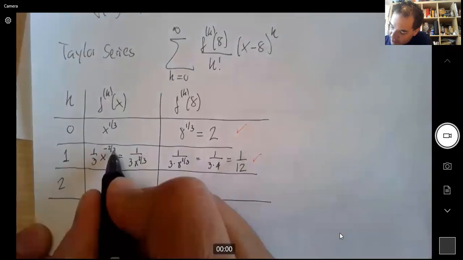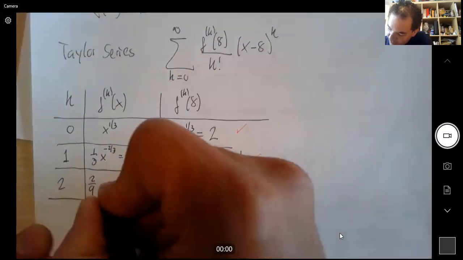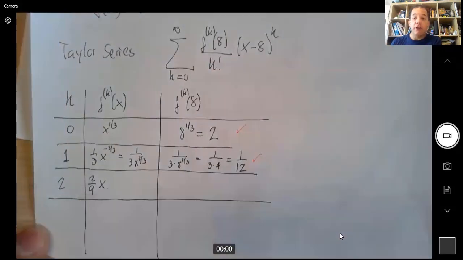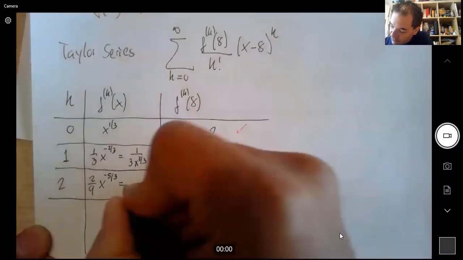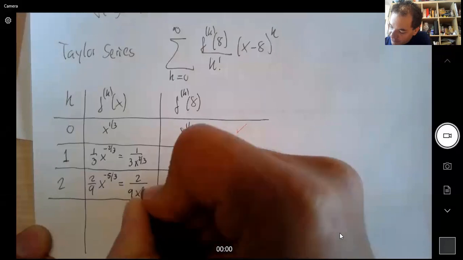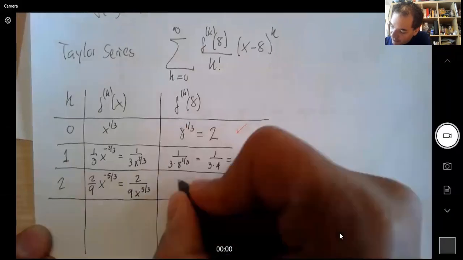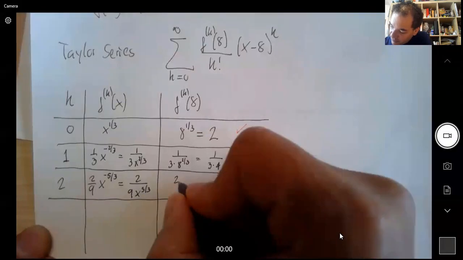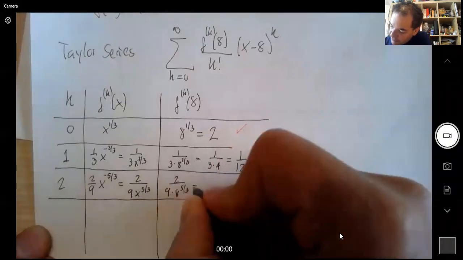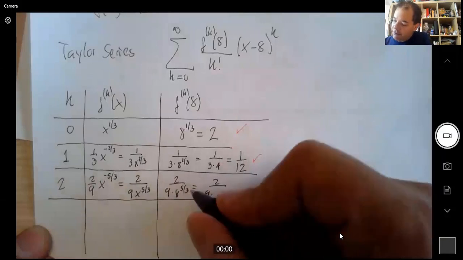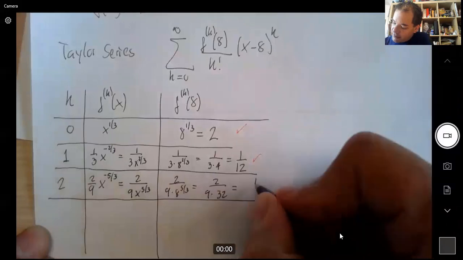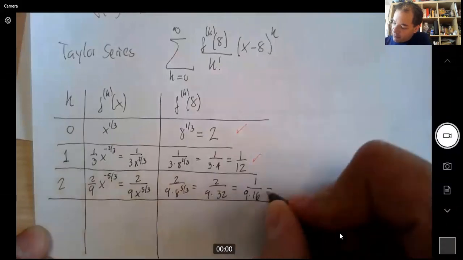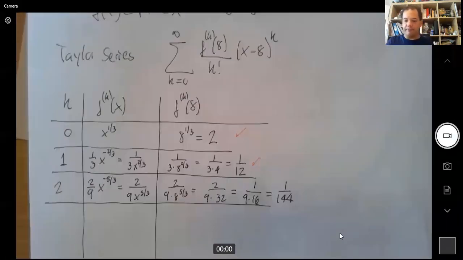Negative 2/3 comes down, so now it's 2/9 x to the negative 2/3 minus another unit, that would be negative 5/3. So that's the same as 2 over 9x to the 5/3. And when we plug in 8, we get 2 over 9 times 8 to the 5/3. That's 8 to the 1/3 is 2, 2 to the 5th is 32. So this is 1 over 16 times 9. That's 144. All right.